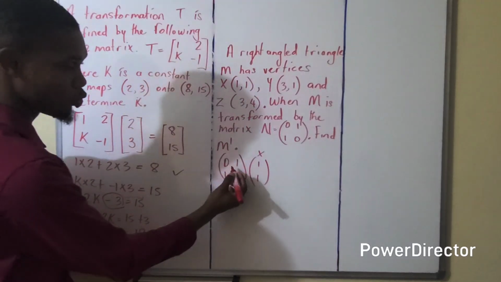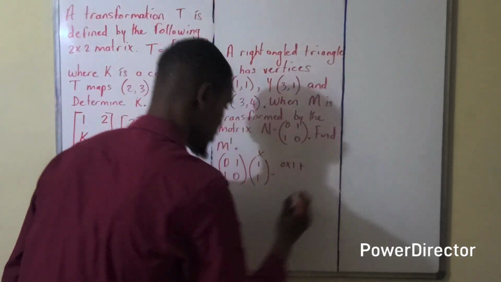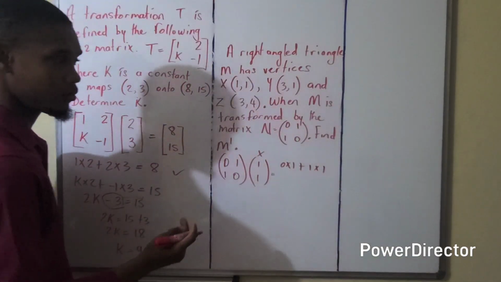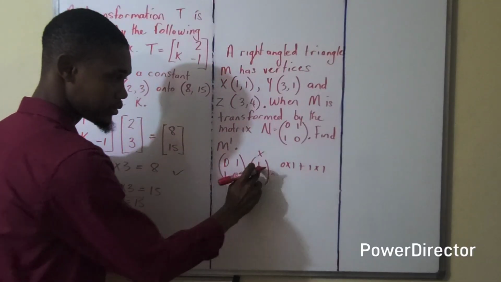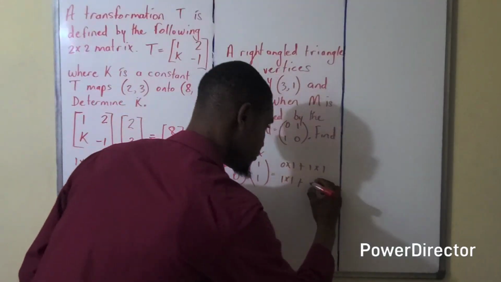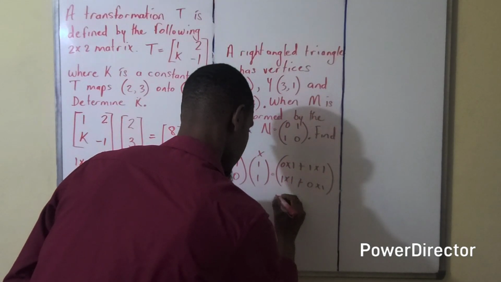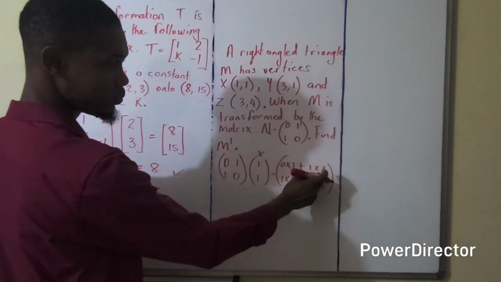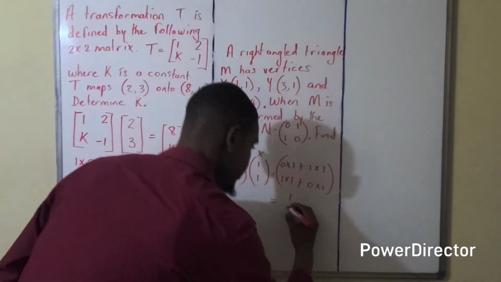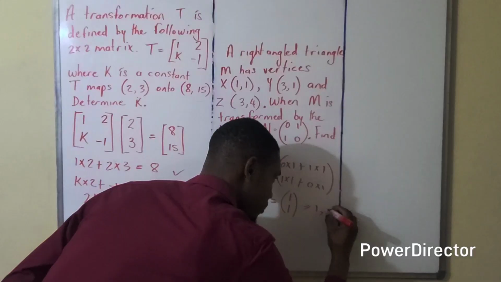So normal multiplication, row by column, 0 times 1 plus 1 times 1. Same thing, 1 times 1 plus 0 times 1. And we know 0 plus 1, so that's 1 at the top. 1 times 1, that's 1, plus 0. So that's (1, 1). So x is still (1, 1).